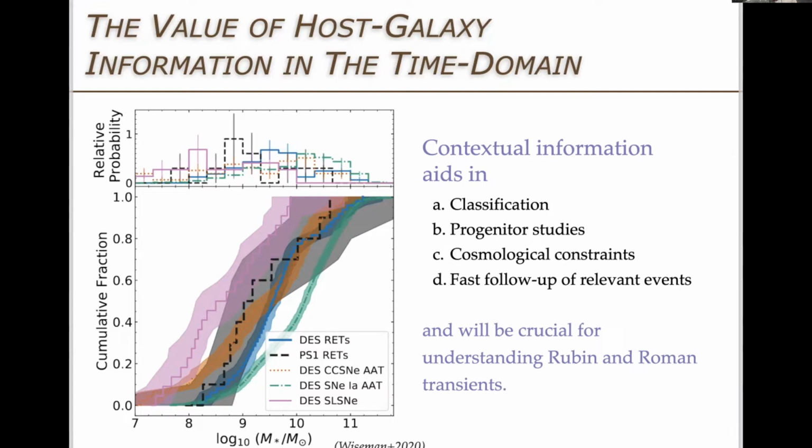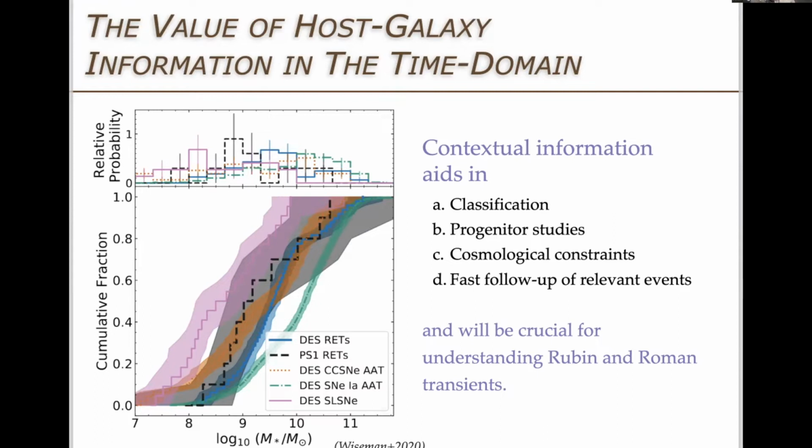But neither of these pieces of information, of course, will be available for the vast majority of transients discovered by upcoming surveys. And so the time has come to look for information that is both A, readily available for upcoming sources, and B, has some kind of predictive power. Turns out that host galaxy information or contextual information has both of these things.